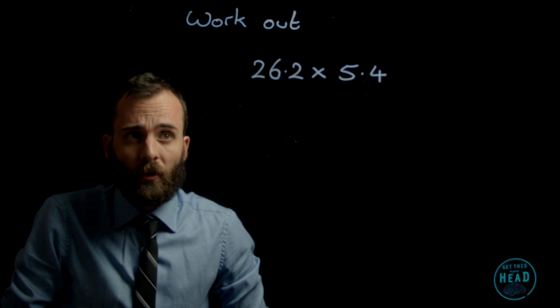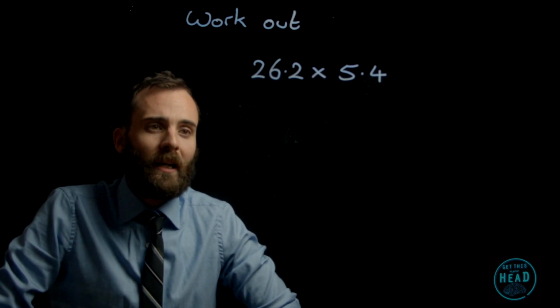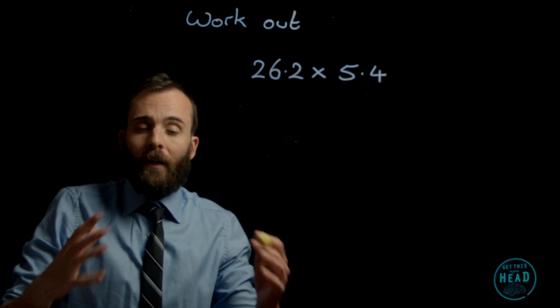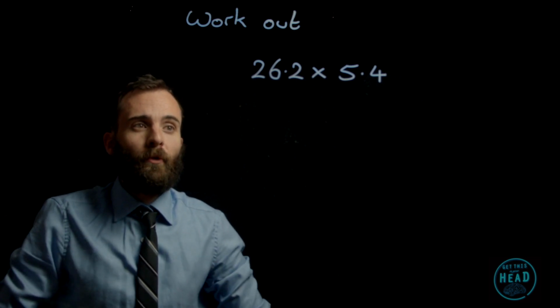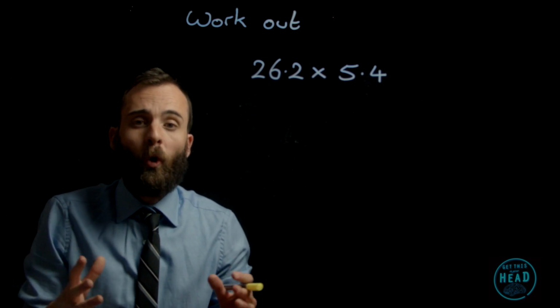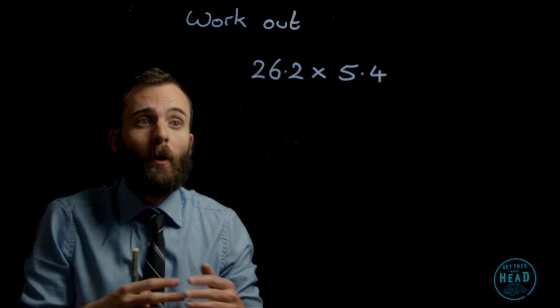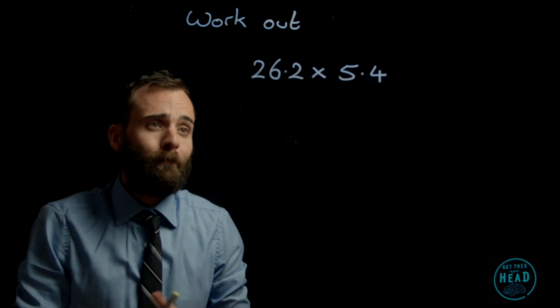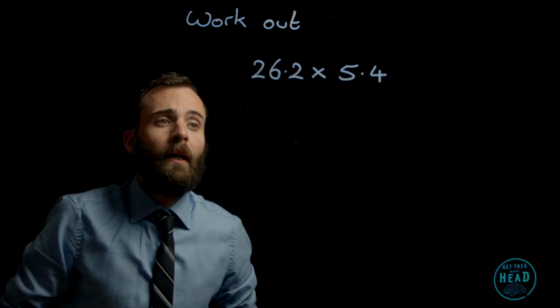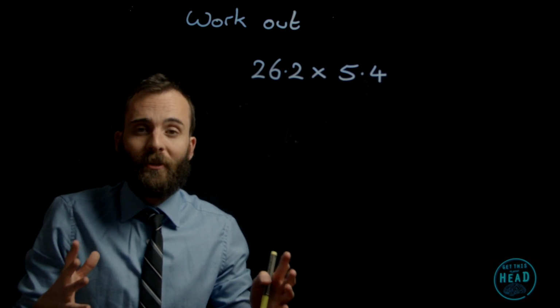Question is, work out 26.2 multiplied by 5.4. And when we work out multiplications with decimals, the first thing we're going to do is make them into integers, whole numbers. So I need to multiply 26.2 by 10 to get 262, and 5.4 by 10 to get 54. I'm going to multiply those new numbers together.